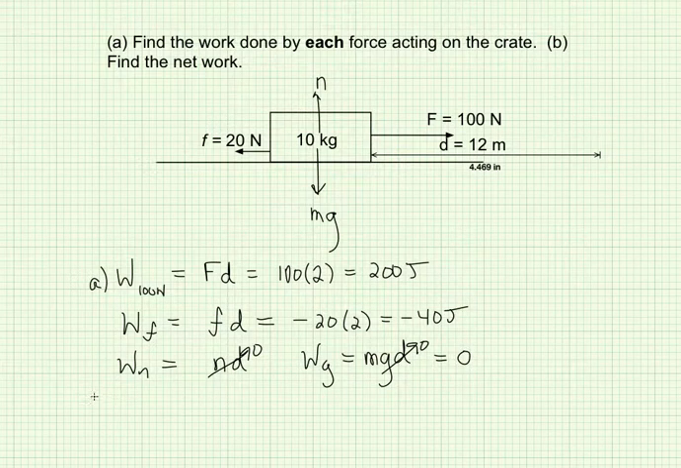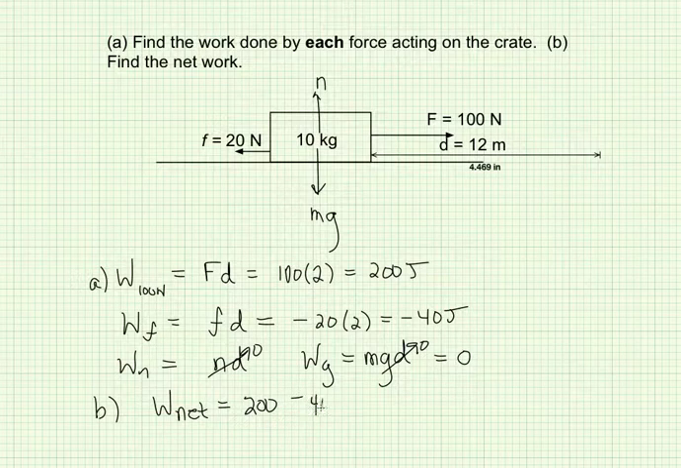Finally, we need to find the net work. And that's going to be, after all is said and done, what do I have left? So all we have to do is sum up the works that were done, which is the 200 joules done by the applied force minus the 40 joules done by the frictional force. That means I'm going to have a positive 160 joules of work done on the crate.